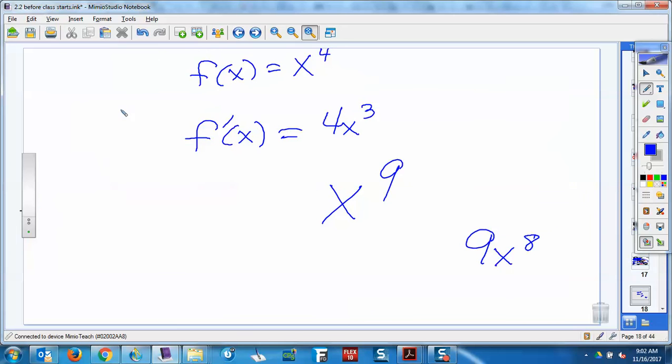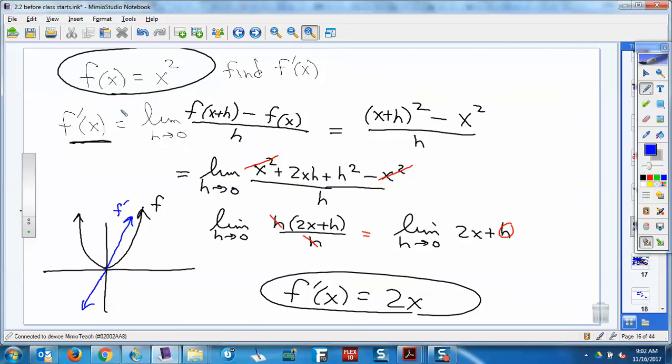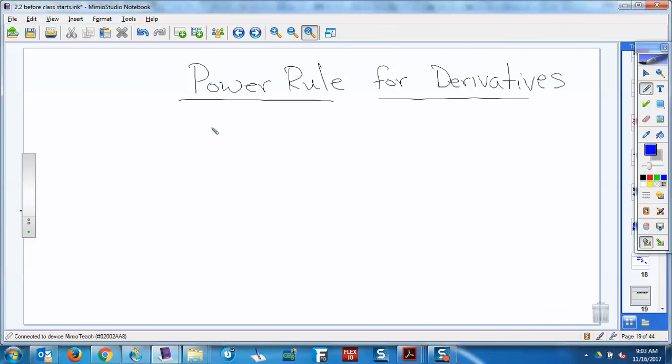Unbelievable. That never fails to amaze me. Look at that. That is crazy. Look at this one. Yeah, it dropped down to 1. We bring the 2 down in front. We drop that to a 1. That is called the power rule for derivatives.